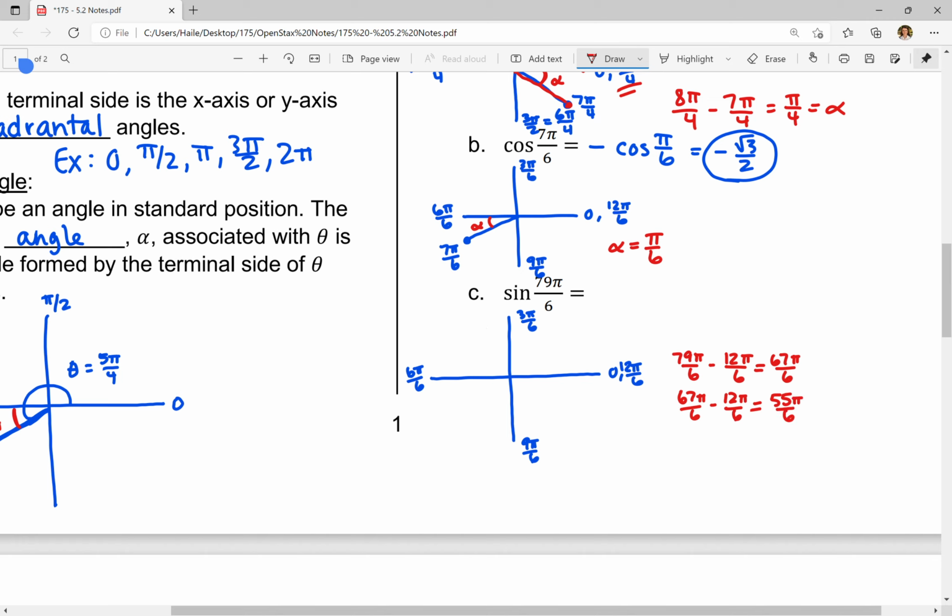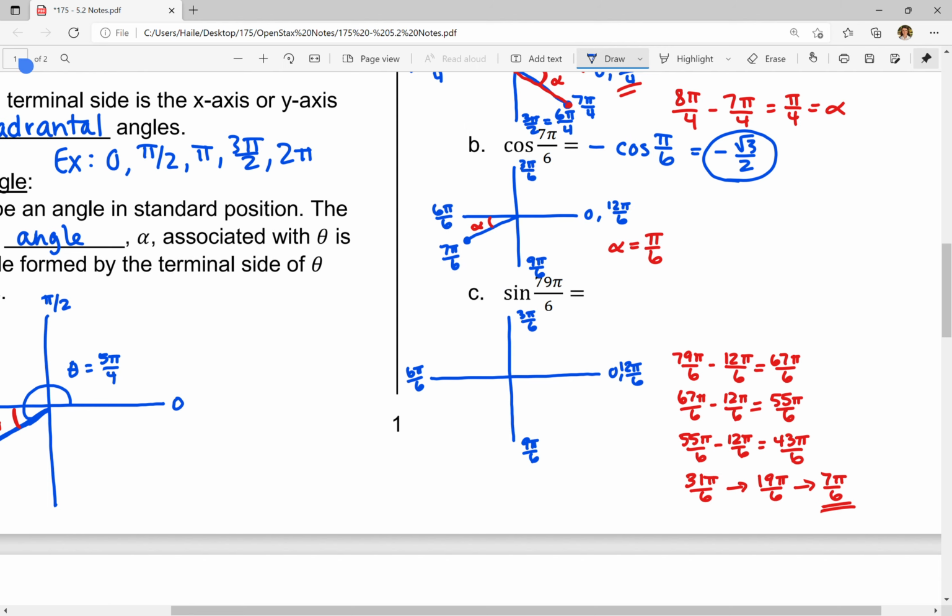But that's still too big, so we're going to do it again. So we're going to do 55 pi over 6 minus 12 pi over 6, and that's going to give us 43 pi over 6. But that's still too big. So if we keep doing this, we would get numbers like 31 pi over 6, and then if we subtract again, we would get 19 pi over 6, and we're almost there now. And if we subtract again, we'd finally get 7 pi over 6. So this is the same as the angle 79 pi over 6, but now we're within that first rotation.